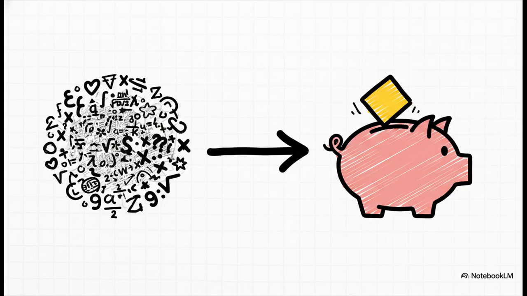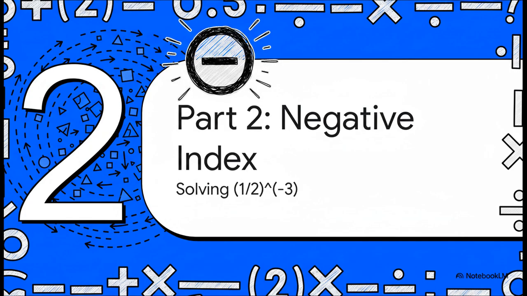So can you believe it? That whole first chunk, 27 to the power of 2/3, it just boils down to the number 9. We're going to put that on the shelf for a second and come back to it. Okay, 1 down, 1 to go. Let's look at the second piece of the puzzle, 1/2 to the power of -3.